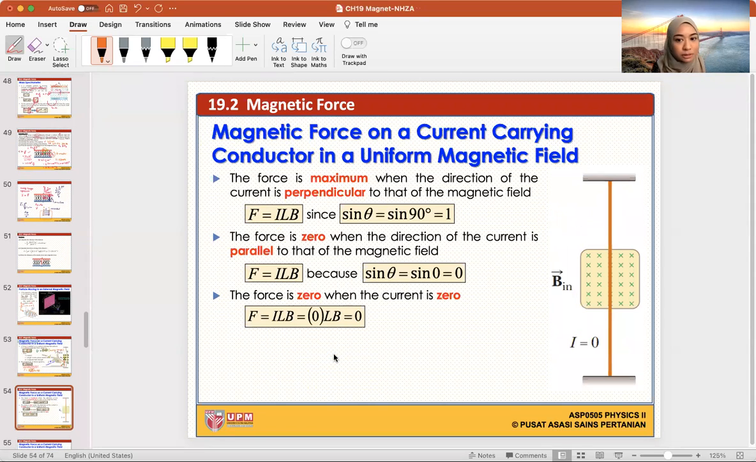The force is maximum when the direction of the current is perpendicular to that of the magnetic field. We know this already. Here we have the B in the form of X. So we are looking at the butt of an arrow, which means that it is going into the page. And my I is this way. So it's 90 degrees. So we have a maximum.